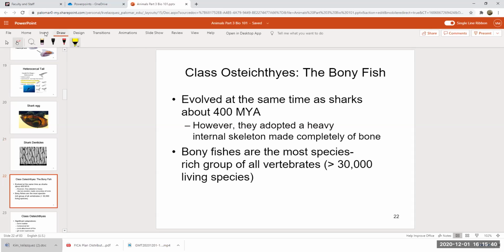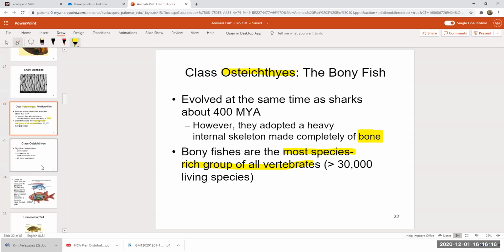Osteo means bone. So osteichthyes, this means bony fish. They evolved about the same time as sharks, about 400 million years ago, but they adopted a heavy internal skeleton made of bone. So this is the first animal we're looking at that has true bone. So the jawless fish didn't have it and the sharks didn't have it. They are the most abundant number of species of all the vertebrates. So the most species-rich group of all vertebrates are the bony fish. Over 30,000 living species.